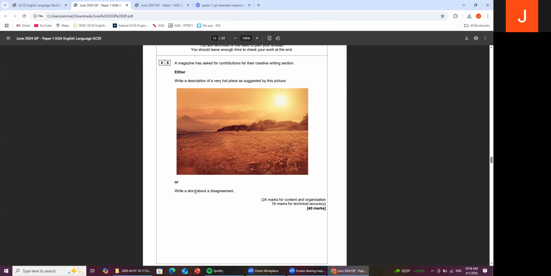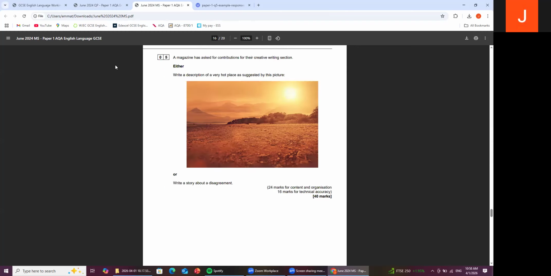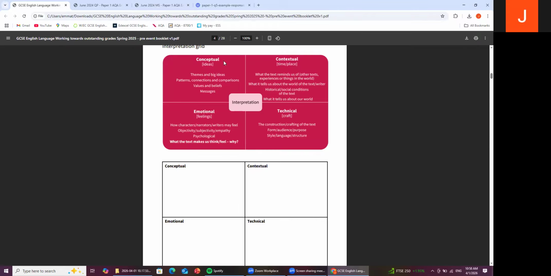So what's the purpose of writing this? Well, you've been asked to write a piece of creative writing for a magazine. So it's a story. So I would say story is to entertain. Does it have a message? Does it have a big theme? Again, you're becoming the writer now. So you can use these. How are you going to craft something which is entertaining and engaging?